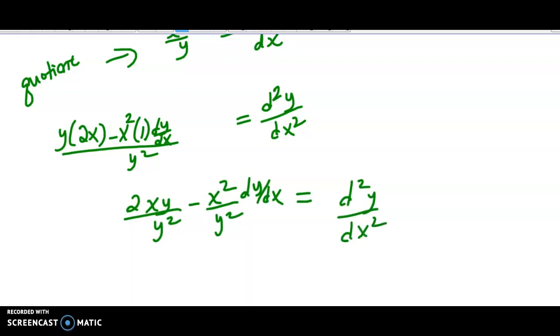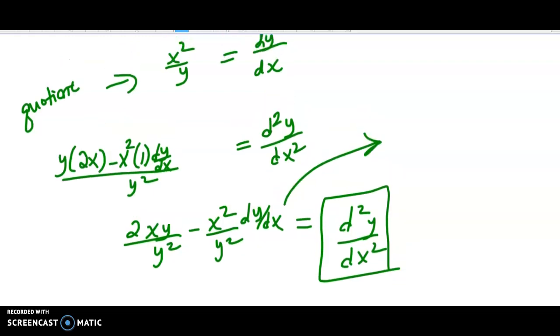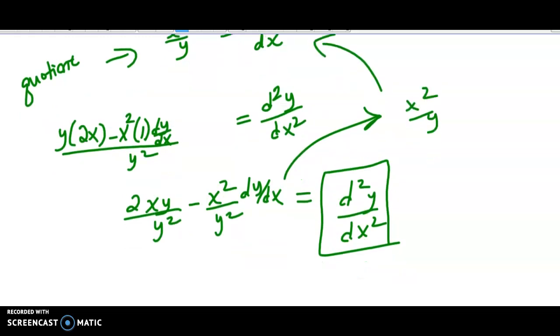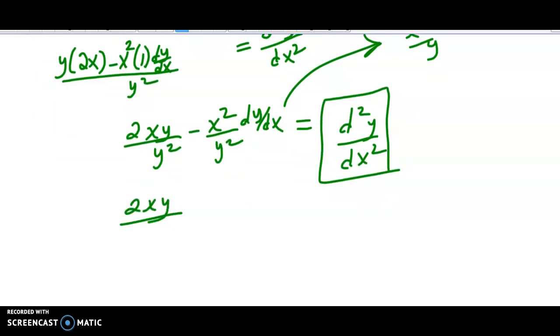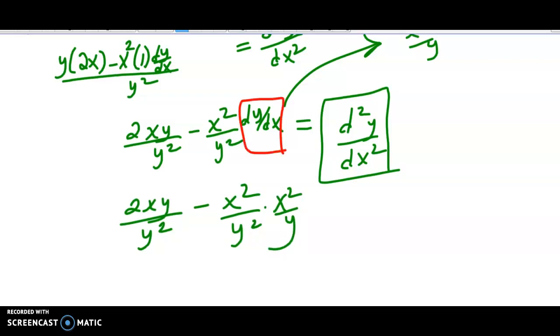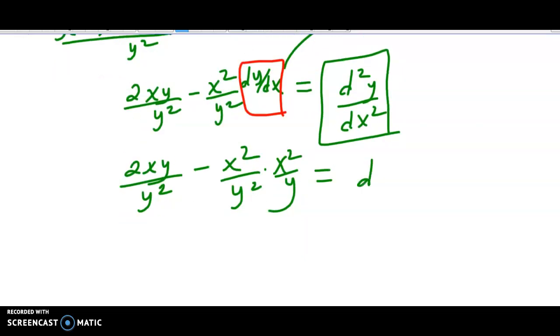Now, we're trying to find the second derivative, which we know we have it isolated, but we have a whole bunch of terms here. Now, dy/dx we've already found. dy/dx from here was x squared over y. So I can substitute that in. And that's the trick here. So we have an x squared over y squared, and I'm going to sub in an x squared over y for this dy/dx.